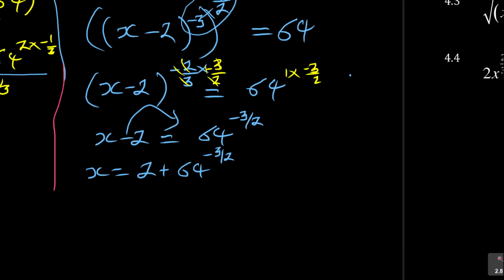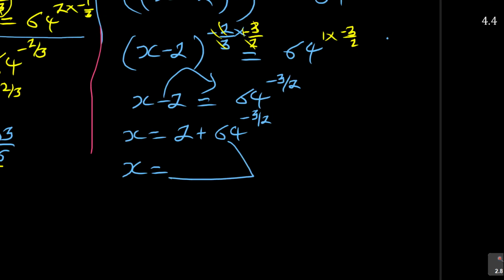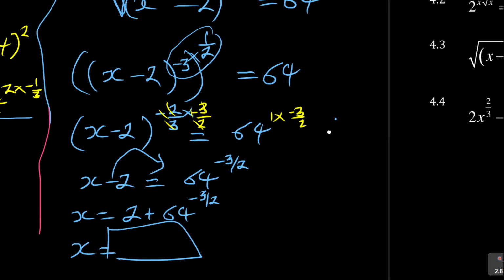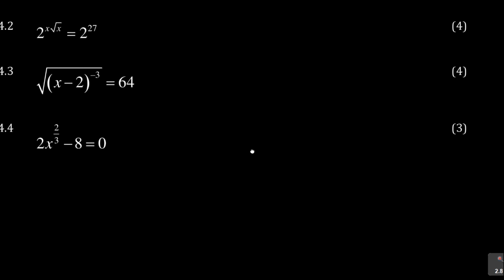Alright, then x is equal to, is it different from this there? 2 plus 64 to the power negative 3 over 2 is the same answer. It will give you the same. Alright, so we managed to prove it. So far so good. 4.3.